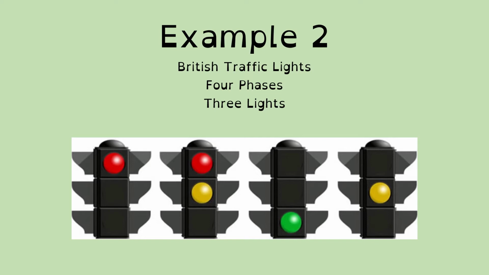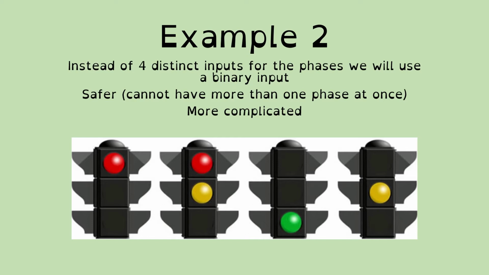However, there are some problems with doing it like that. One is that if something goes wrong, it would be possible to be trying to have more than one phase at once because you've got four distinct lines. So another way of approaching this is instead of having four distinct inputs, we're going to use a binary input for this. So there are four phases. In order to get four numbers in binary, we need a 2-bit binary number. And it's safer, but it does make the problem more complicated. Well, that's good for us in terms of learning. So also, it's a nice example for showing the use of truth tables.